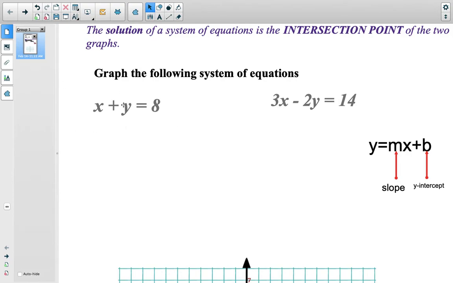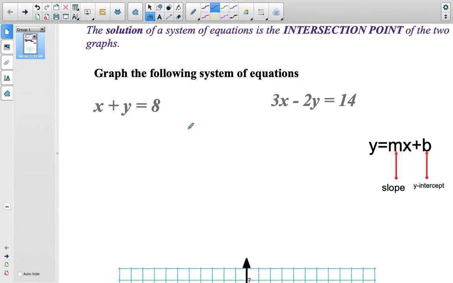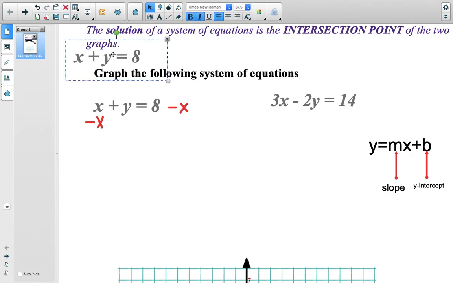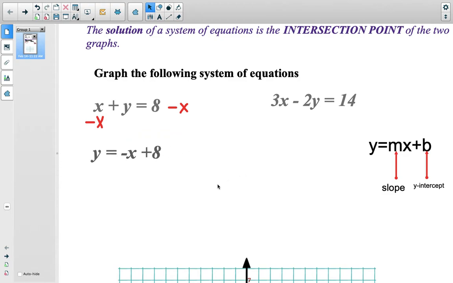If we take a look here, this one's a little bit easier. For my first equation, x plus y equals 8, to get y by itself, I just need to subtract x from both sides. And what you end up getting is y equals, because x minus x is 0, y equals, and I'm going to put the x in front just because I want it written the same way as slope y-intercept form. So slope goes first: negative x plus 8, because that was a positive 8. Okay, so now my equation is in this form.